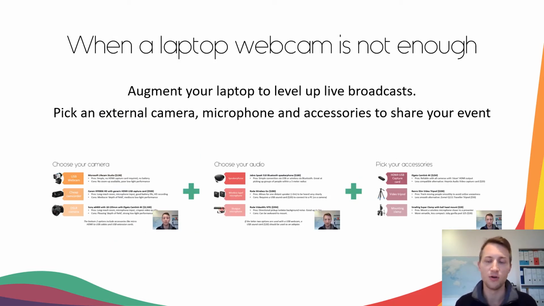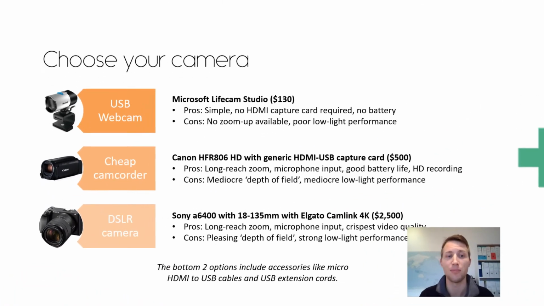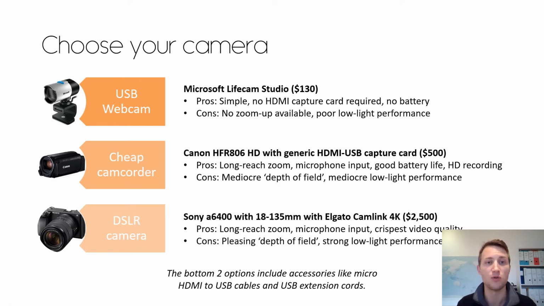So when you get to those sorts of events, a laptop webcam and the speakers and the microphones aren't really enough. So what do we have to augment that? Well, we can plug in external cameras, microphones, and other accessories to make that possible. So when it comes to a camera, here are a couple of suggestions. You can go with the cheap and cheerful, proportional results there, all the way through to a relatively professional or sort of enthusiast level camera, anywhere from $130 to $2,500 for these examples.